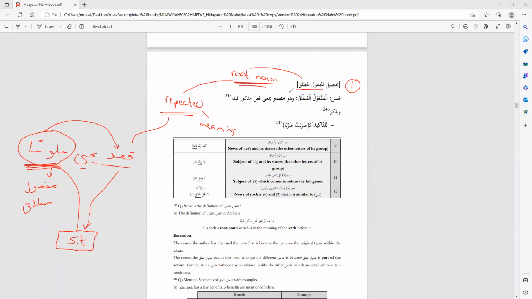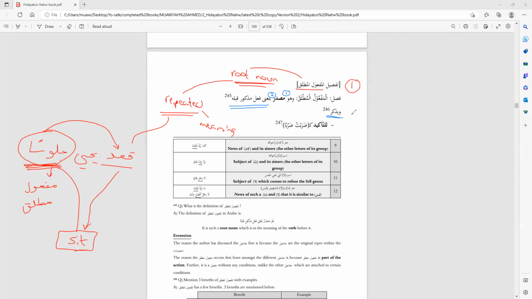So the first condition of مفعول مطلق is it will always be a root noun. Number two, بمعنى فعل مذكور قبله. All this is one thing. And it will be in the meaning of the verb. Which verb? المذكور قبله, the verb that was mentioned before it. So it'll be in the meaning of the verb that's mentioned before it.